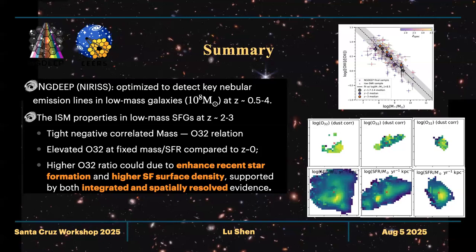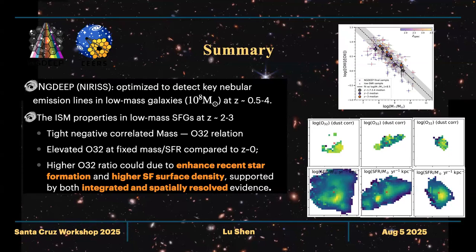Okay, summary. NGDEEP NIRISS is optimized to detect nebular emission lines like H alpha, O3, O2, and even H beta in low mass galaxies down to 10 to the 8 solar masses at redshift between 1 and 4. We are able to study the ISM properties in these low mass star forming galaxies. In this work, we particularly studied the O32 ratio, and we find a tight negative correlation between the O32 ratio and stellar mass.